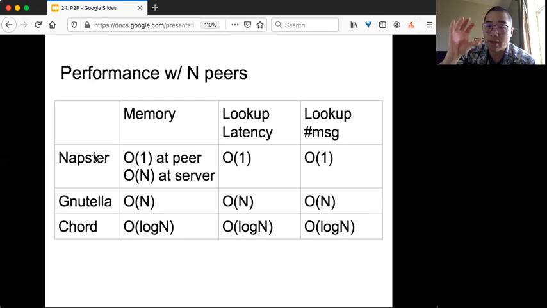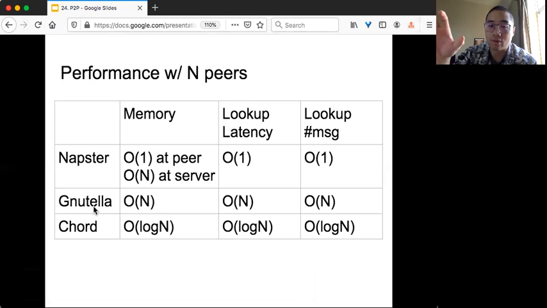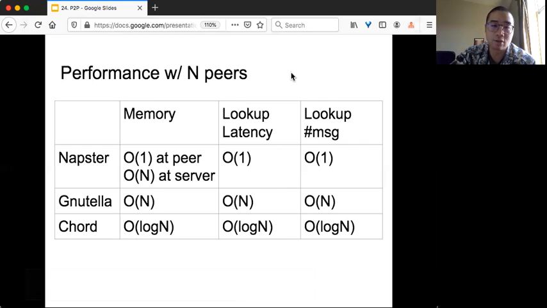And for Napster, because it has a server, it is O(N) at the server, but the rest is very fast because for peers you don't really need to store anything, and for lookup you can directly contact the peer, and for messages you directly send to the peer. But for Gnutella, it's much worse because it really depends on your overlay graph. Okay, and this will be a take-home exercise for you: why Gnutella is O(N), O(N), O(N). And then Chord is the most structured type of peer-to-peer system, and it can achieve all of this at log N, which is a good trade-off in many applications.